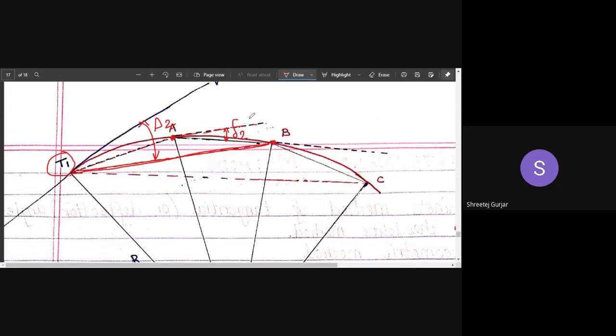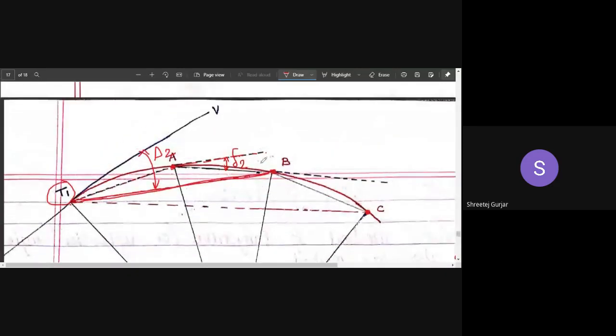So remember, it is measured from the tangent of the previous point. Similarly, if you are interested in this particular point, your delta 3 will be from here to here. It will be delta 3.